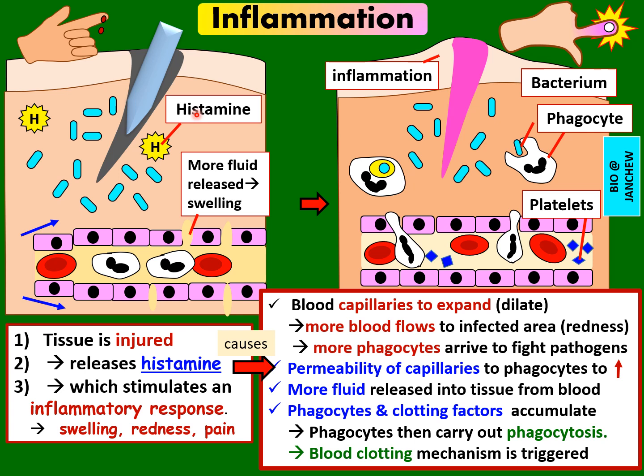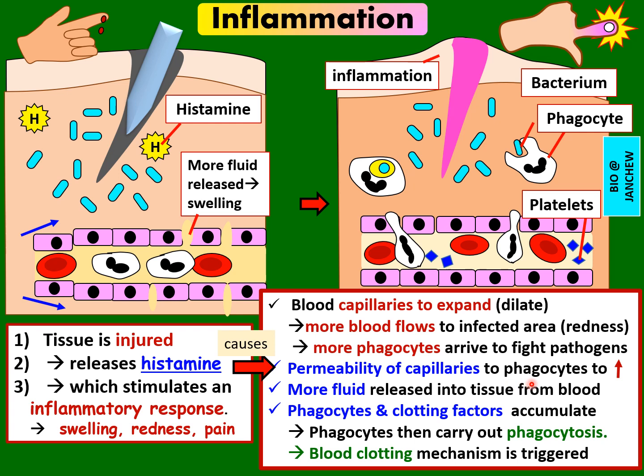And more phagocytes will be transported to the area also to fight the pathogens that have come in through the cut or the wound. Okay, so it's like a war. So when the pathogens enter, the white blood cells are the faithful soldiers of the body. They have to move out of the blood through the capillary pores, and they have to take action to kill the invaders.